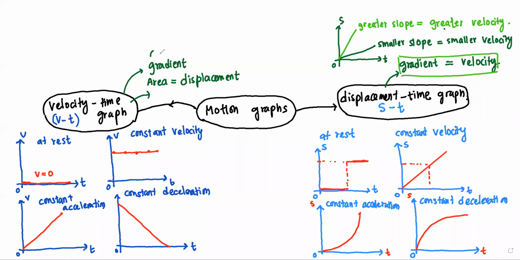The gradient we also call the slope. So the slope of the graph represents the acceleration or deceleration. You can find both from the graph gradient. Now suppose we have a graph like this.